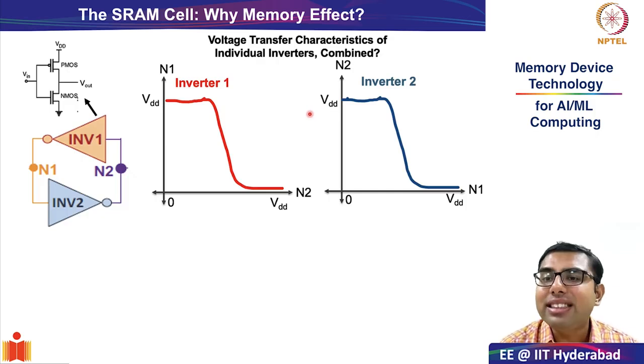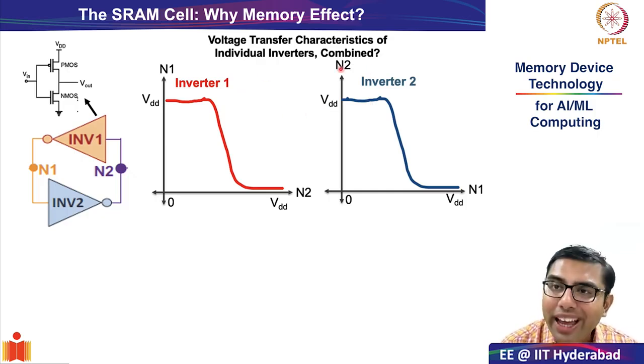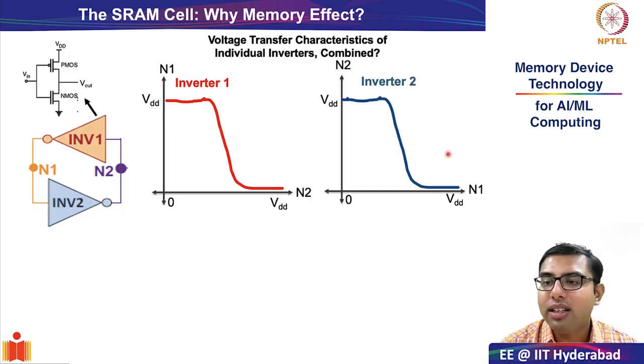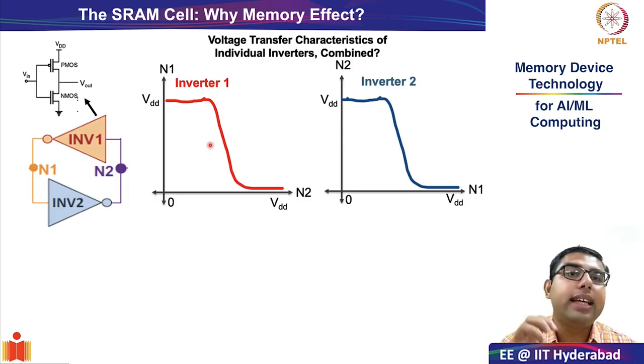It has the exact similar characteristics as inverter 1, but the only difference is that the x and y axes have been flipped, because the input of inverter 1 is the output of inverter 2 and vice versa. Okay, so this is very simple. When we decouple inverter 1 and inverter 2, their individual VTC characteristics look like what we have plotted using these red and blue curves.